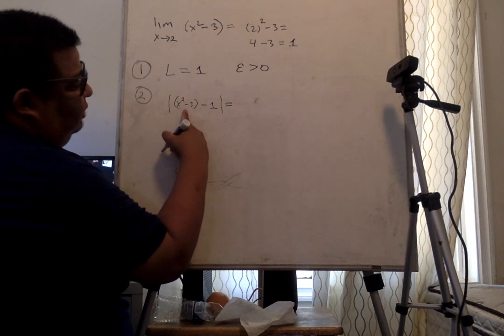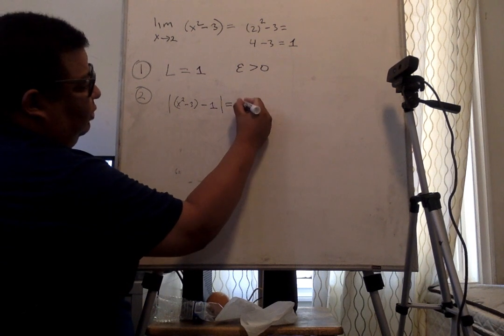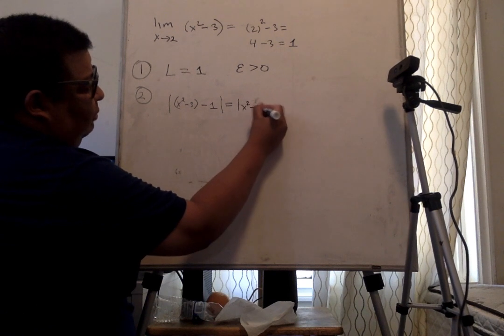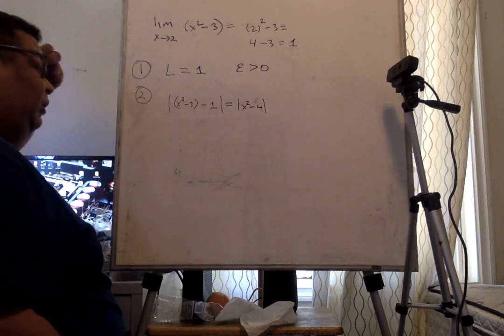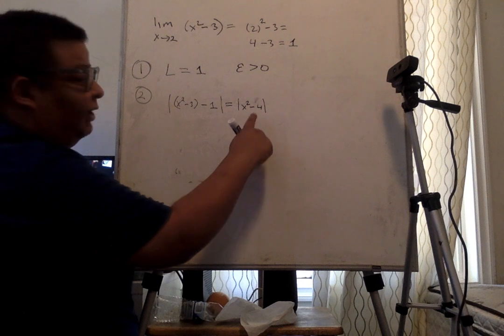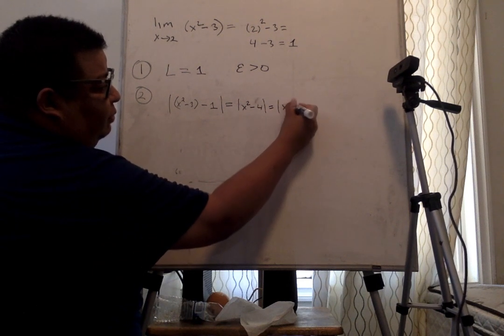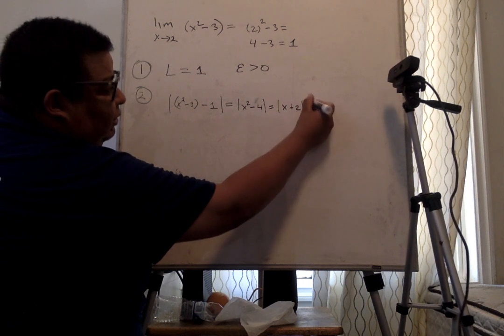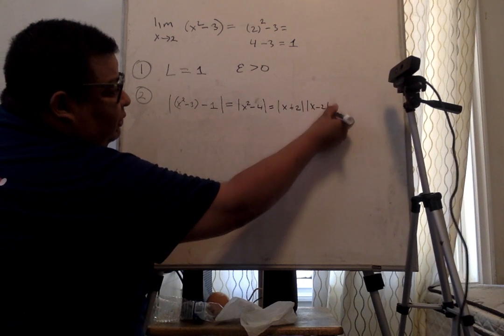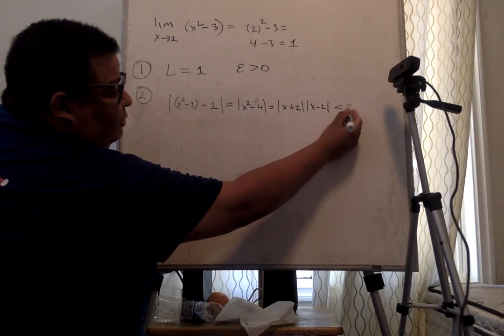So x squared minus 3 minus 1, that's minus 4. So that would be x squared minus 4. This is where I told you that we're going to have to factor. So x squared minus 4 can be factored as x plus 2 times x minus 2. And remember, this has to be less than epsilon.